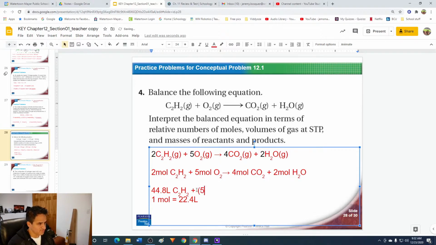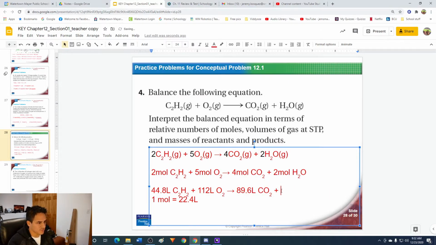For oxygen, we'd take 5 moles of oxygen, times that by 22.4 liters. And that will tell us our oxygen volume. So 5 times 22.4, and we get 112 liters of O2. So there's our volume for the O2, 112 liters. The CO2 is 4 moles, so 4 moles times 22.4 liters. So 4 times 22.4, that is 89.6 liters of CO2.